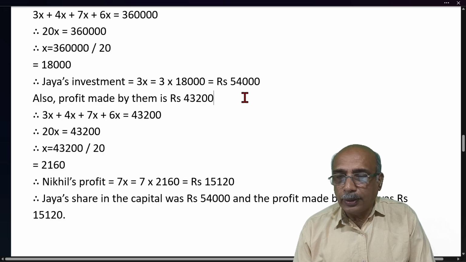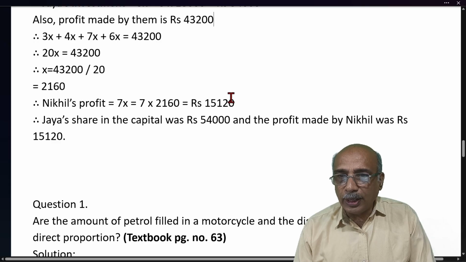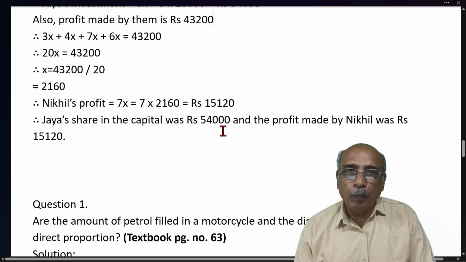43,200. Therefore, as their proportion is, 3x plus 4x plus 7x plus 6x equals 43,200. Therefore, 20x equals 43,200. x equals 43,200 upon 20 equals 2,160. Therefore, Nikhil's profit will be 7x, 7 into 2,160 equals 15,120. Therefore, Jaya's share in the capital was rupees 54,000 and the profit made by Nikhil was rupees 15,120.